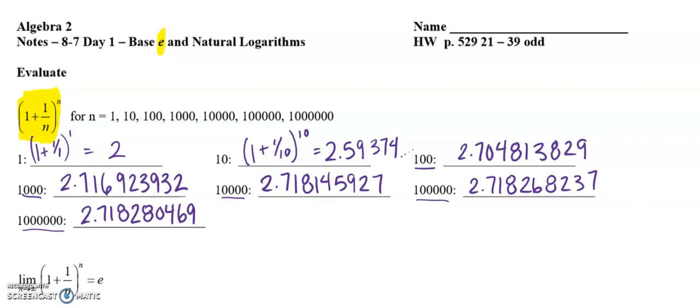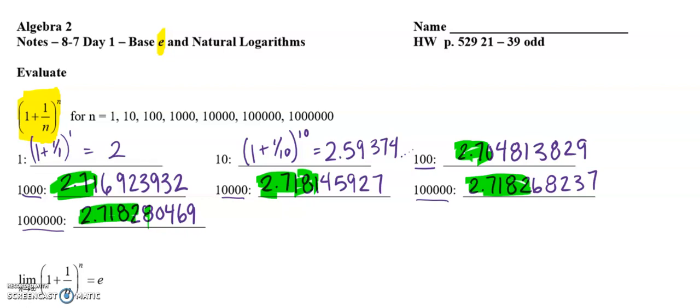And what do we notice? We started off with a 2, then we had a 2.59, then 2.70, then it became 2.71, then it was still 2.71, only now it's 2.718. Then it's 2.7182, and then we didn't change until we got to the 8.